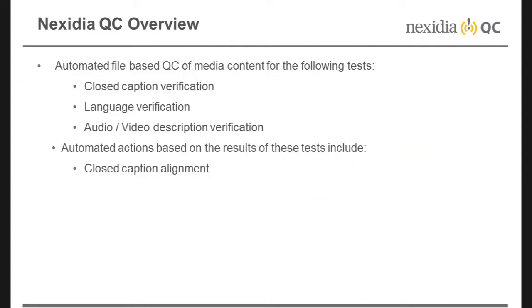And as I mentioned, Nexidia QC is an automated file-based QC tool for checking closed captions, language verification, so detecting which language is being spoken on which audio tracks, and for audio-video description verification. This is descriptions for visually impaired viewers. We also, in one of our most recent releases, have added the ability to do automated caption alignment. This would take captions that have delay due to frame rate conversion or live captioning delay, and we can actually retime those captions in order to make them play in sync with the audio. And so this is a great tool for repurposing content for the web and things of that nature.